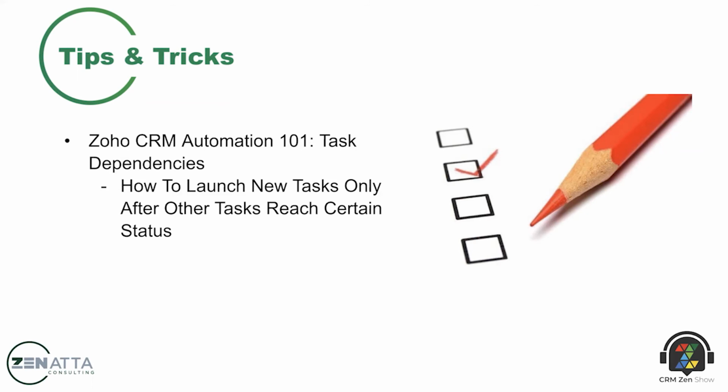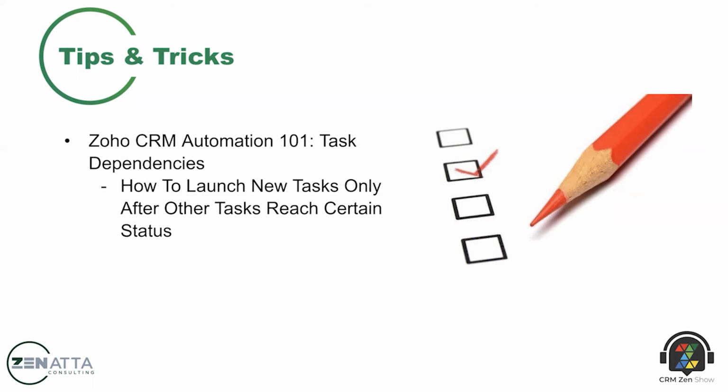All righty. Tips and tricks. So this one, Tyler, is just kind of a basic thing. I think we do this all the time. This is a follow-up to last week. So it's CRM Automation 101, and this is task dependencies. And this is how to launch a new task only after other tasks reach a certain status.